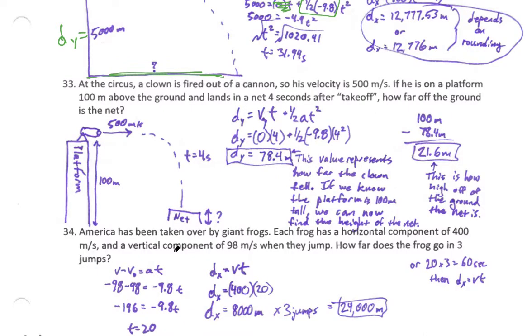All right. Last one's a real weird one, but we'll go over it. So 33, circus clown's fired out of a cannon. Its velocity is 500 meters per second. So it's velocity in the x direction. Right? Initial velocity in the x direction. Initial velocity down before he's fired out, or right as he's being fired out, is 0 meters per second for the initial y.